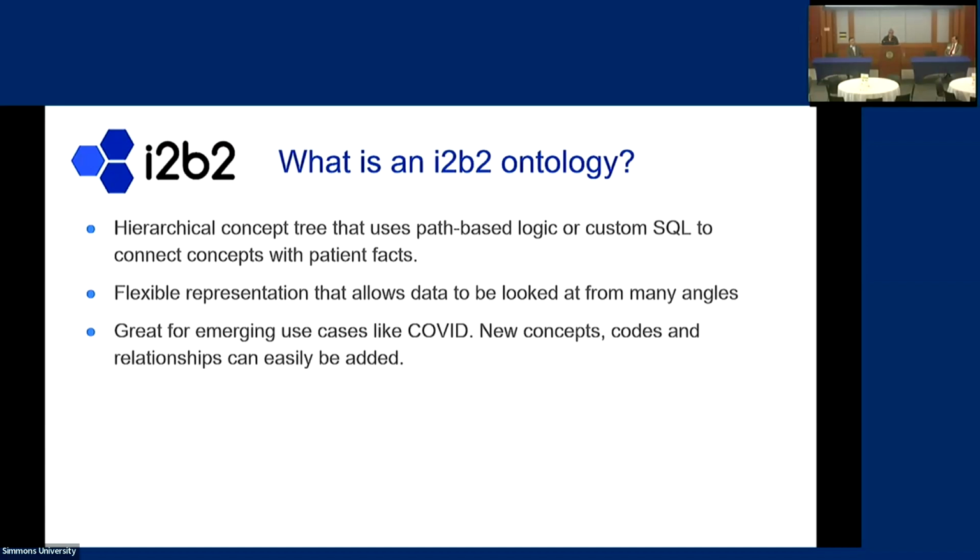The I2B2 ontology is also really good for emerging use cases like COVID, where there are new concepts and new codes, or maybe they don't exist. So you can put them in your own local things and then go back and change them later.